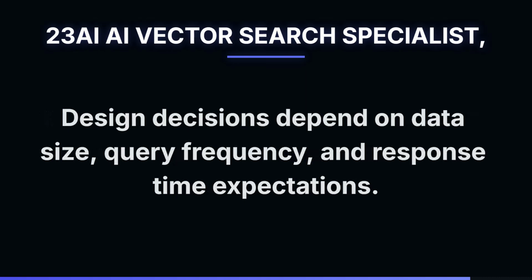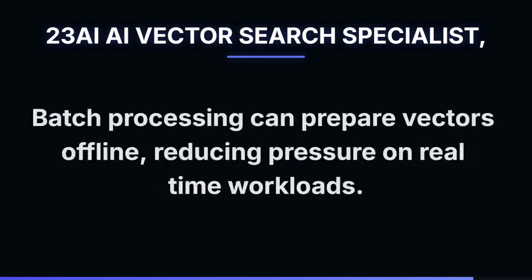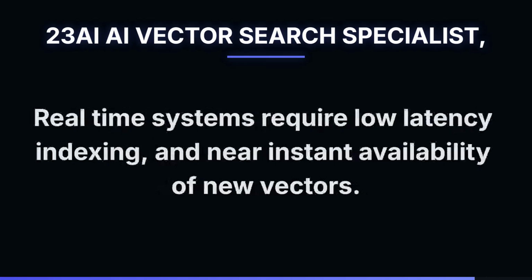Design decisions depend on data size, query frequency, and response time expectations. For high-traffic systems, caching frequent query results can reduce repeated computations. Batch processing can prepare vectors offline, reducing pressure on real-time workloads. Real-time systems require low-latency indexing and near-instant availability of new vectors.